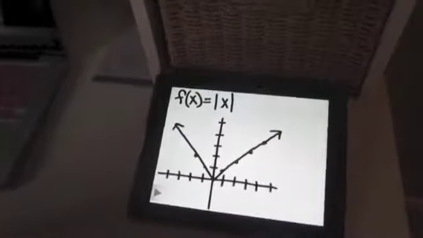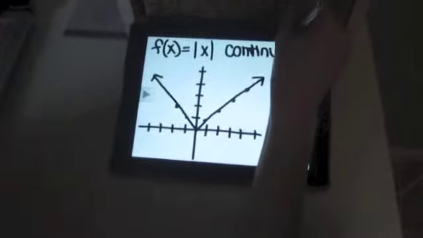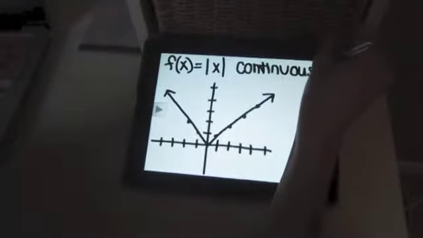Now class, is this function continuous or discontinuous? What do you think, Hope? I think that it's continuous because there are no jumps, holes, skips, or asymptotes. Very good. This is continuous. This means that the function is continuous on the open interval of negative infinity to infinity.